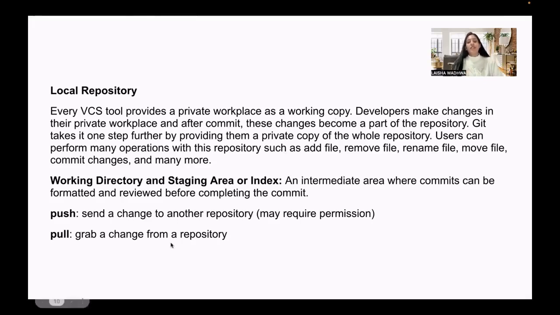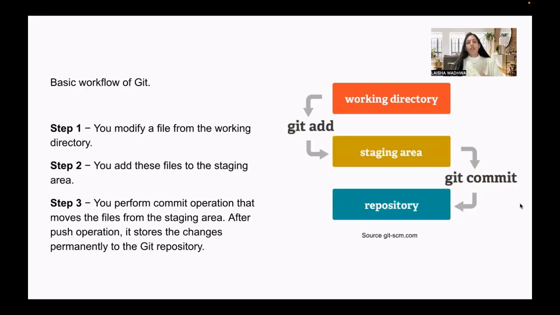Now let's look at the very simple workflow of Git. The first thing is, let's say you've made some changes to a file in your working directory, which is your local repository. You have also added some changes. So you add these files to the staging area. We say git add. We'll talk about these commands in greater detail in some time, but let's just assume that this is a command that lets you add these files to the staging area.